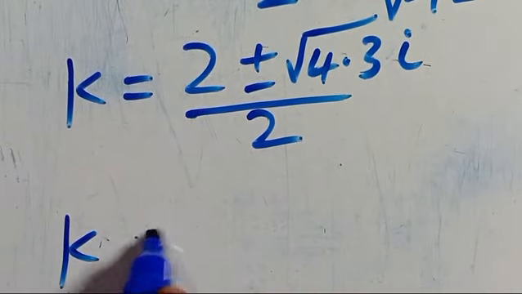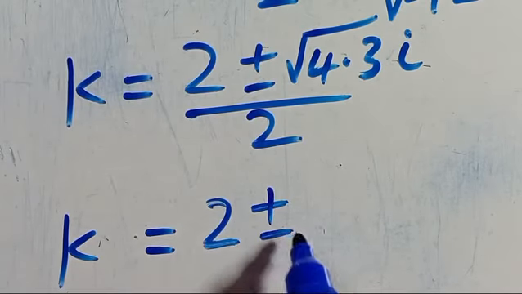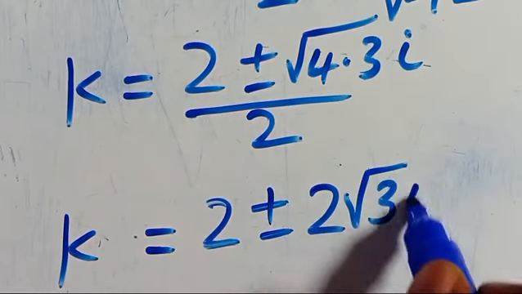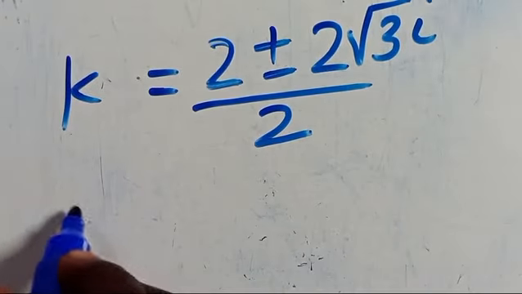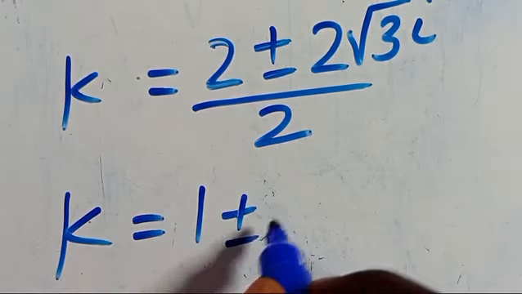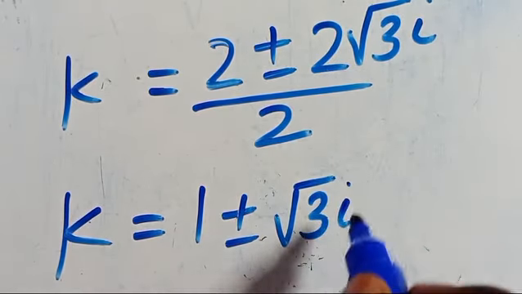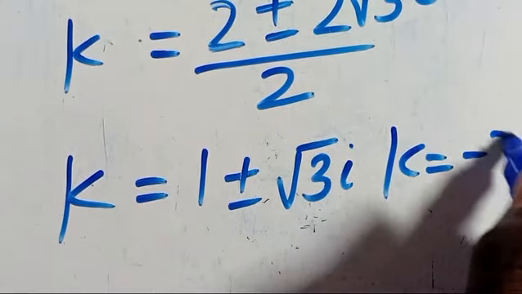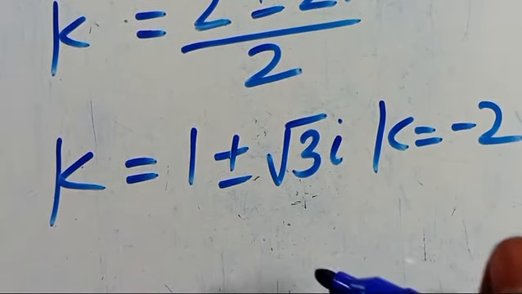We have k equals 2 positive or negative, root 4 will give us 2 multiplied by root 3i, divided by 2. So we have k. This divided by this will be 1, positive or negative. This will also cancel this. We have root 3i. And we have k equals minus 2. This will be the second solution for the first one we got.